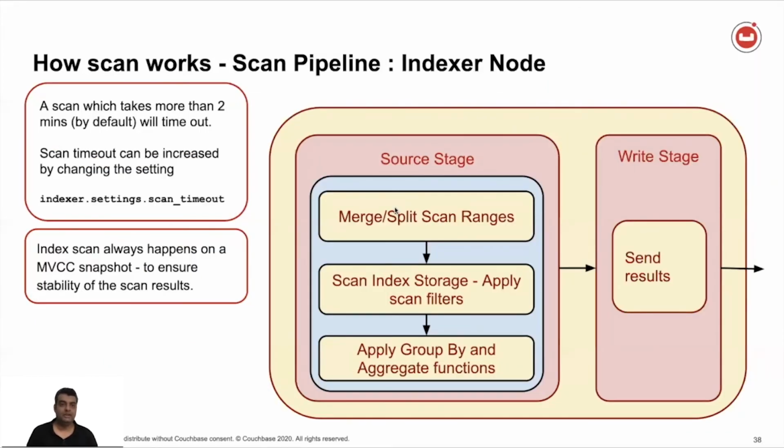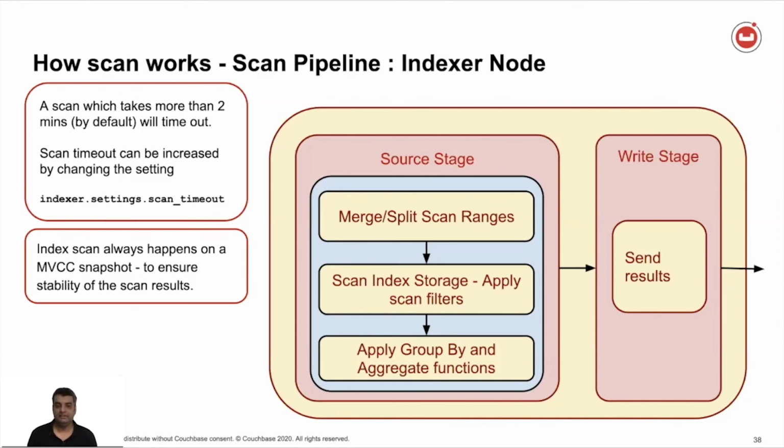Now let's take a look at how scans work on the indexer node. On the indexer node, the scan processing is divided into two stages. First is the source stage and the second is the write stage. In the first stage, when a new scan request is received on the indexer side, it can have one or more scan ranges, and they can be overlapping, and then there is a possibility of optimization. So if there is a possibility of optimization, these scan ranges will be merged or split so that the target ranges are optimized.